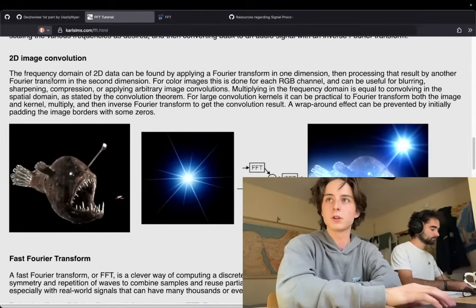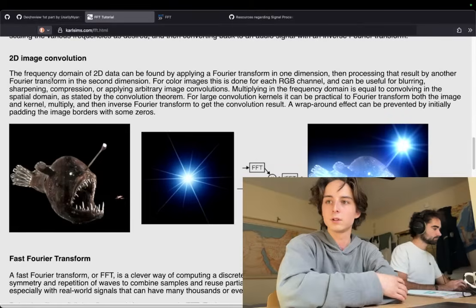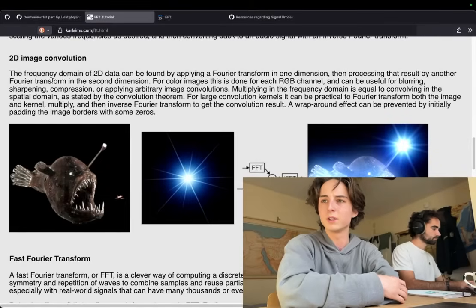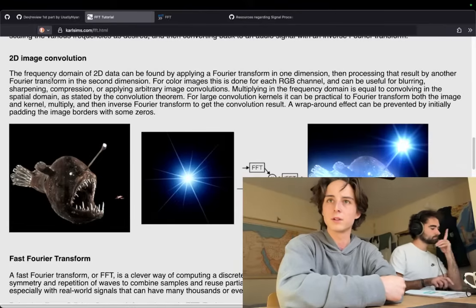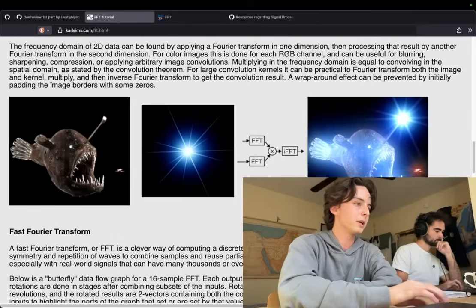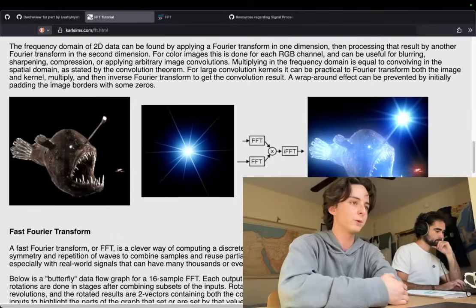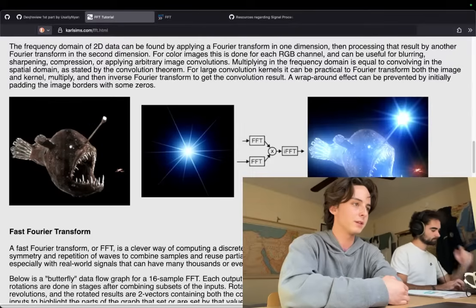And then image convolution. It's what processed the anvil hit by the hammer. Great for sharpening boom effects. That is really cool. Frequency domain of 2D data can be found by applying a Fourier transform in one dimension, then processing that result by another Fourier transform in the second dimension.